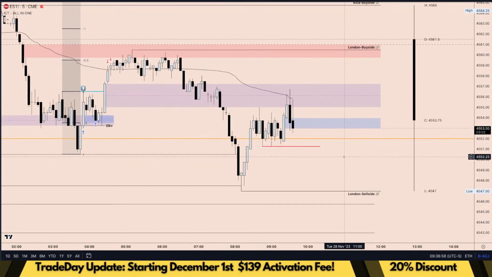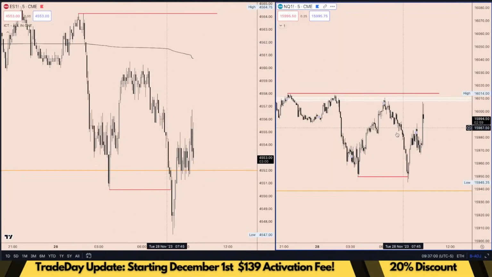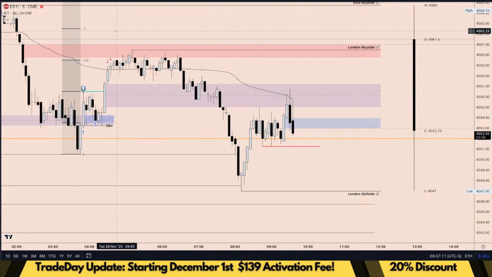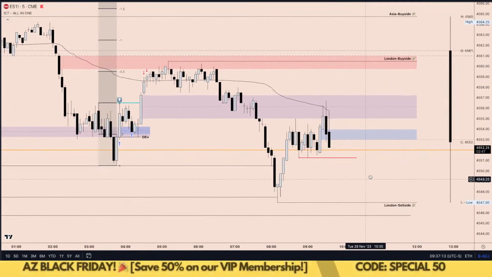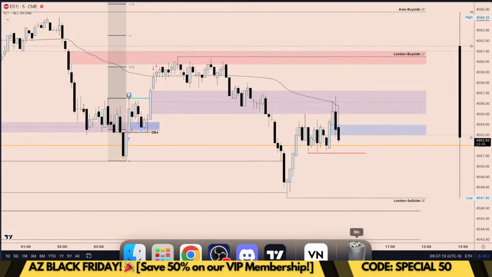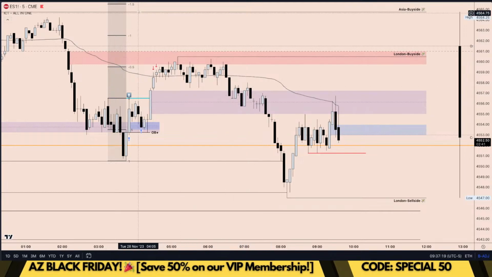So let's see. And usually openings where one index is consolidating or going the opposite way, like in this example, ES is going down, NQ is showing strength to the upside. Usually a good open to avoid. We don't have news today either, so no news Tuesday. Let's see how that plays out.